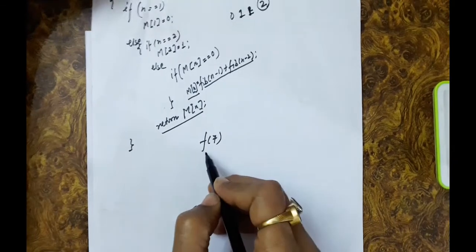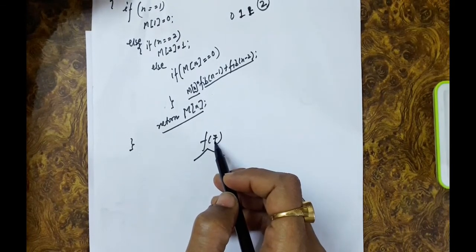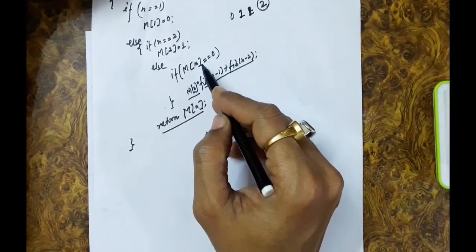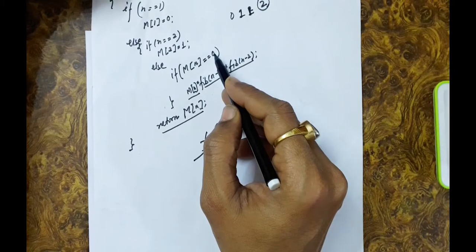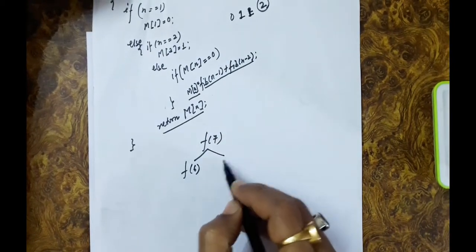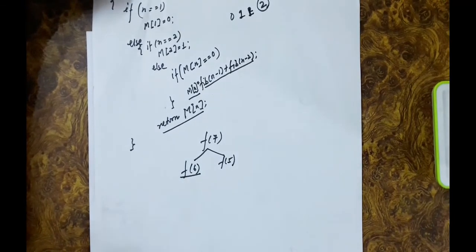So the 7th term: the value of n is 7 and m7 is 0, which means we haven't found this value yet. So let us make the recursive calls f6 and f5. First there is a call of f6.